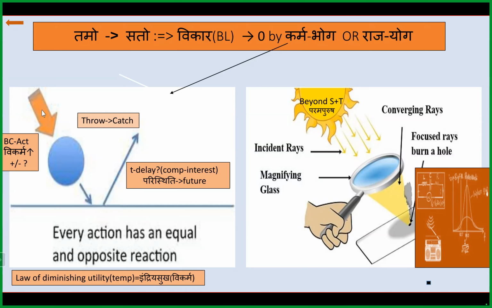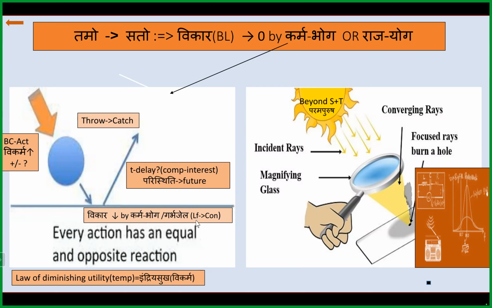And how it works is that when we do any vikarma, with some delay or sometimes immediately, with compound interest, we will get it back with respect to paristhiti or situation in the future. And that is the rule. So vikar is reduced by karma bhog.